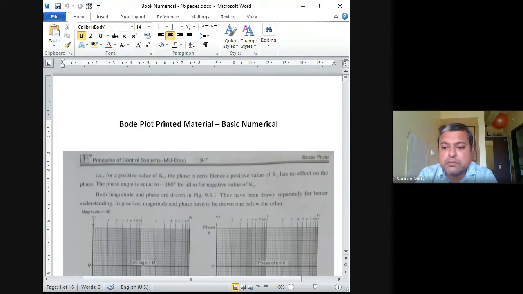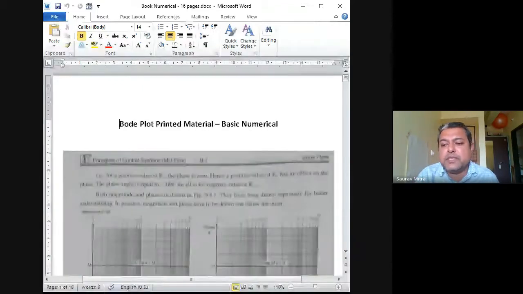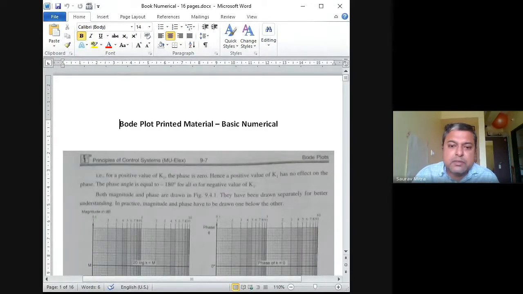If it is s square, we say s square has 40 dB per decade, and s plus 3 whole square also has 40 dB per decade, but the starting point will be 3 comma 0. If it is s square only, it will start from minus infinity, go to plus infinity, and pass through the 1, 0 point. So she asked why s square has a plus 40 dB slope.